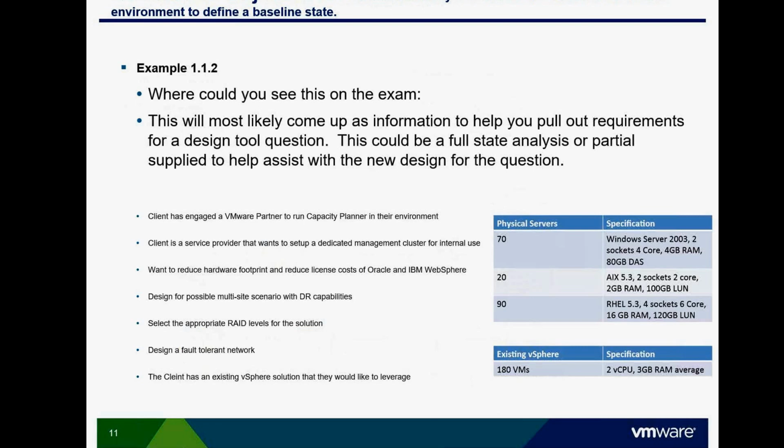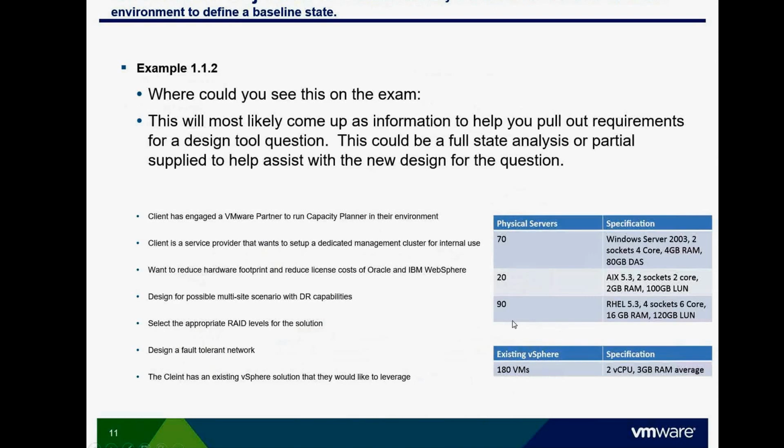They give you, the client has engaged a VMware partner to run a capacity planner, and on the right we have the output. The client is a service provider that wants to set up a dedicated management cluster for internal use. They want to reduce hardware footprint and reduce license costs of Oracle and IBM WebSphere. Design for a possible multi-site scenario with VR capabilities, select the appropriate RAID levels, design a fault-tolerant network, and the client has an existing vService solution that they would like to leverage.